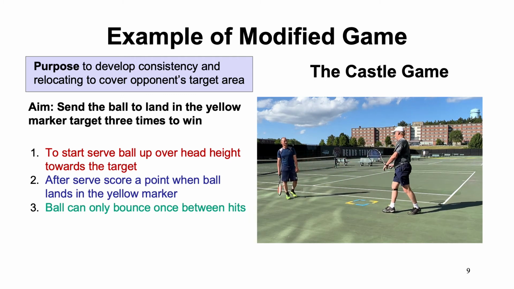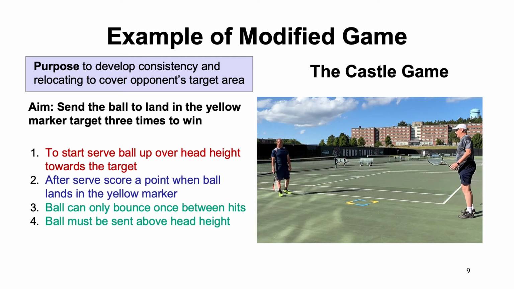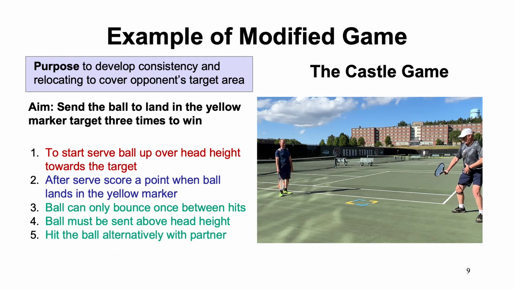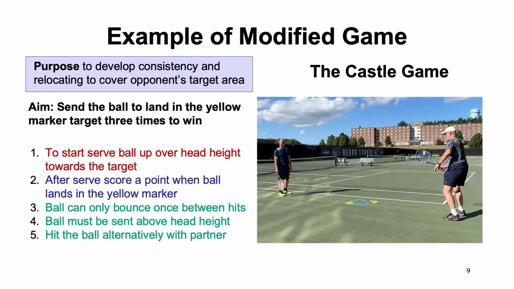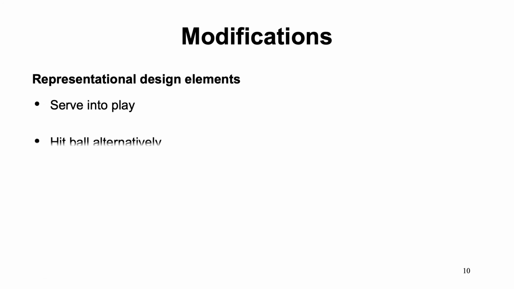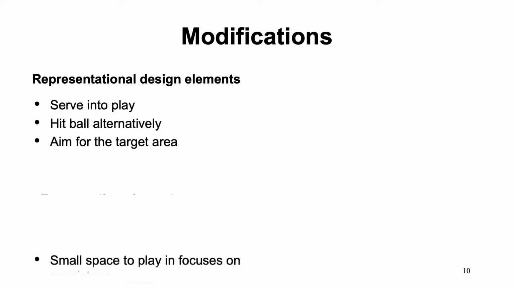The ball can only bounce once between hits, alternately hitting between the players. You must hit the ball centered above head height. And this alternate hitting then creates this sort of tennis relationship with a very small court that they're covering. Now, in this game, it's a representational design because you serve into play, you hit the ball alternately, and you aim for a target, just like you do in the game of tennis.